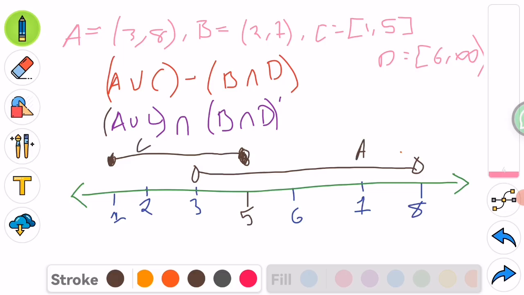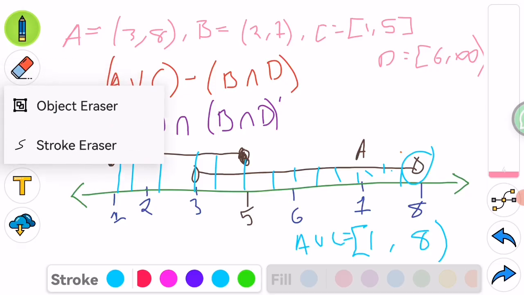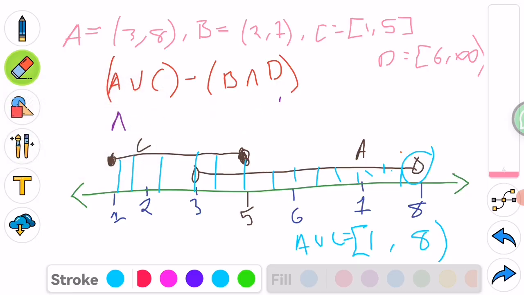So what is a union? Union is everything under every set, so our union is all of this stuff. So our union is going to start from what? It's going to start from 1 and end at 8, and here a hollow dot, so that is going to be this symbol, and then here a colored dot, so it's going to be this symbol. So this is our A union C. So we found one part. Okay, so step by step we found our A union C, so we can erase the rest that we have on top.